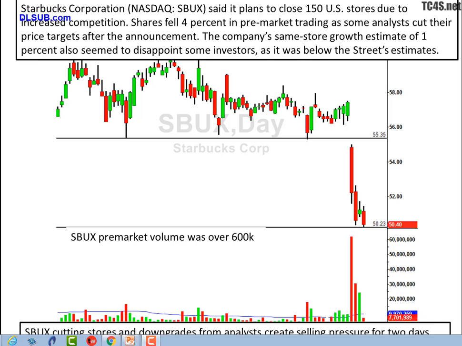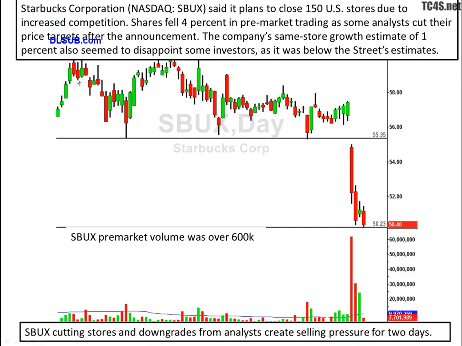The stock opened below $55 and broke below support, and the pre-market volume was over 600,000 shares traded. Now normally the stock does about 7.7 million shares, so you have almost 10% of its normal daily average volume in the pre-market.